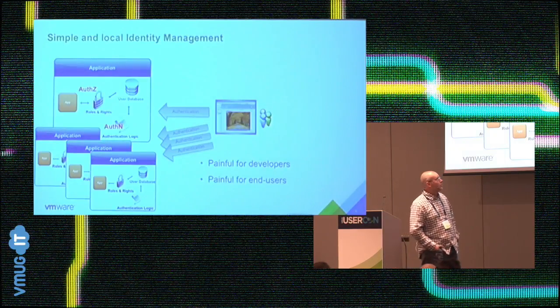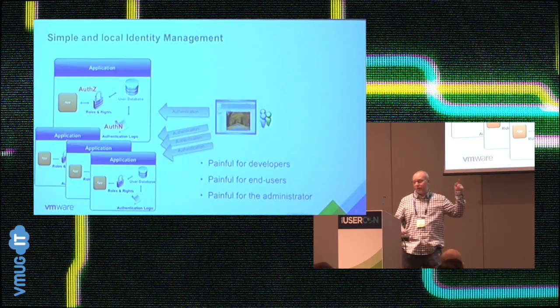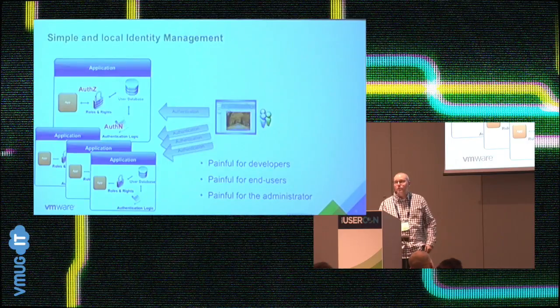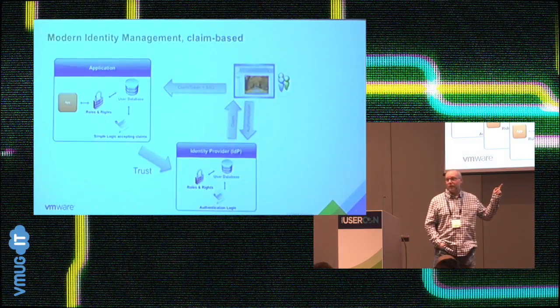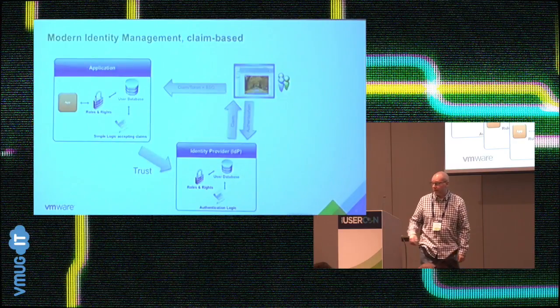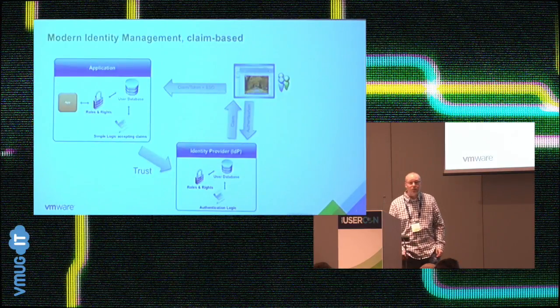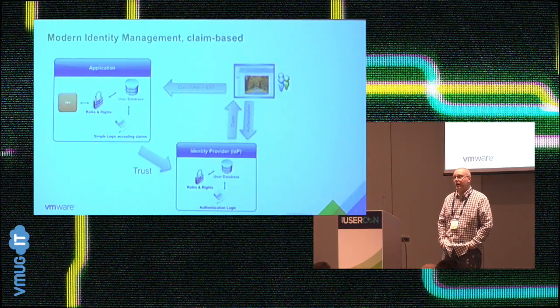From the end user's point of view, the end users need to sign in to different systems using different usernames and passwords. So the users aren't happy, neither is the admin, because if a user leaves the company, the administrator has to go into each application and revoke access. So today, in the modern world, we are working with something that is referred to as the claim-based model.